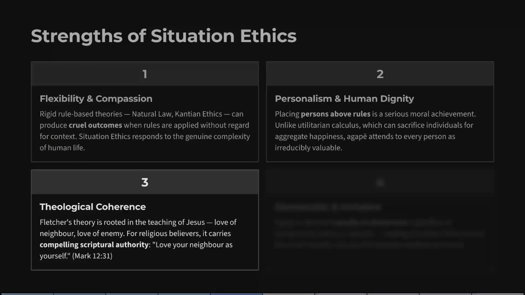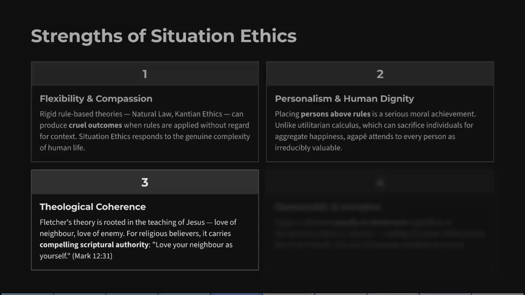Three, it has theological coherence. Fletcher is not a secular philosopher smuggling Christianity out of ethics. He is a Christian theologian arguing that Christianity, properly understood, has always been about love.